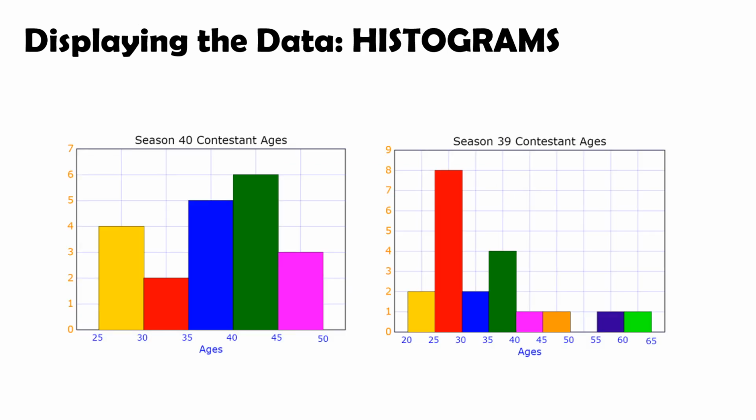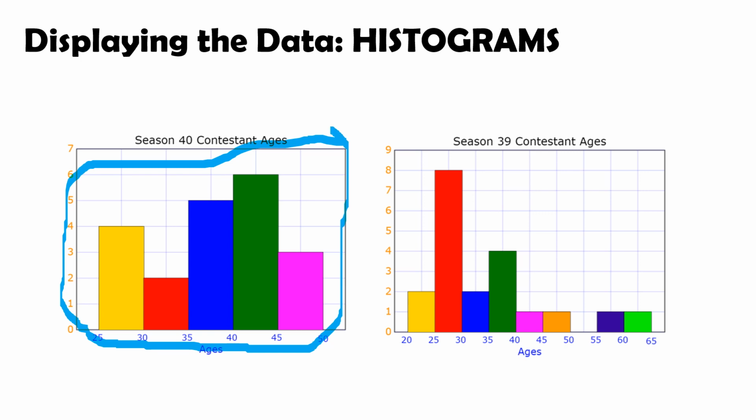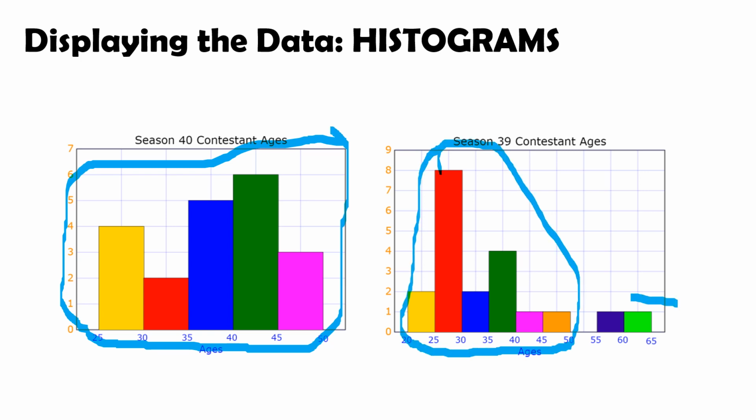And here's what the same information would look like if we displayed it using histograms. I wanted to show this to you because this type of graph makes it very evident that by looking at season 40, all of the ages are clustered together in one cluster, whereas in season 39, we have a cluster here and a cluster here. So you can see how much more varied the ages of the contestants were on season 39. The histogram makes a really good display of that.